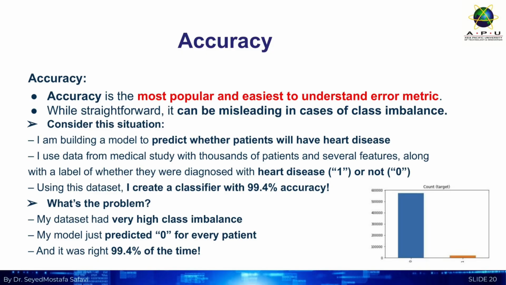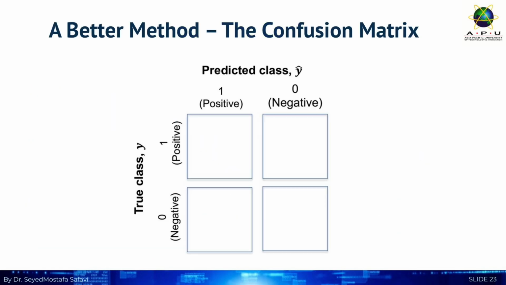In the heart disease example, a model that predicts no heart disease every time can be 99.4% accurate if only 0.6% of patients have the disease. This is the danger of class imbalance. Simple accuracy can be misleading. This is where the confusion matrix shines. It breaks down the 4 important numbers we need to truly evaluate a classification model.